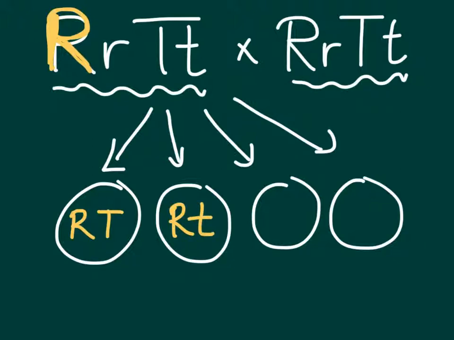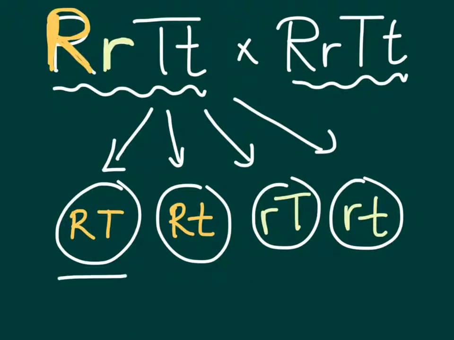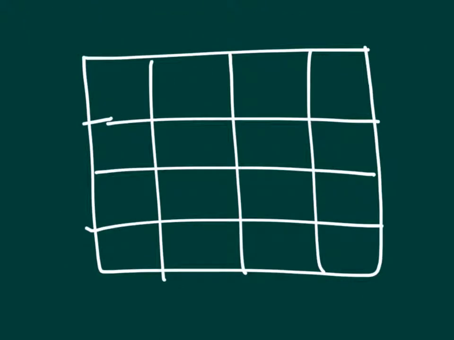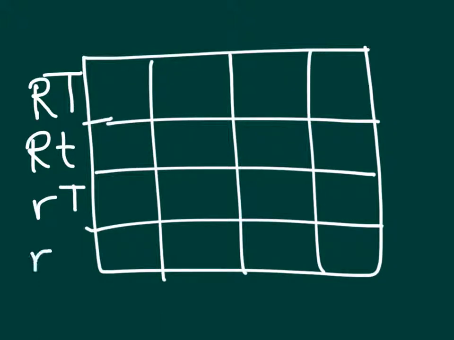Moving on to lowercase r. These 4 gametes are what I'm going to transfer to the sides, right? So go ahead and make that transfer in your notebooks if you need to. So we agreed it'd be capital R, capital T, capital R, lowercase t, lowercase r, capital T, lowercase r, lowercase t. Same thing across the top because it's our other parent. Go ahead and fill in that Punnett square now.